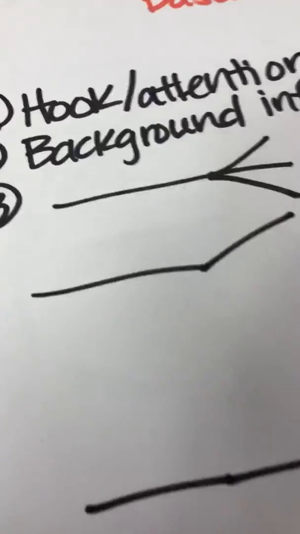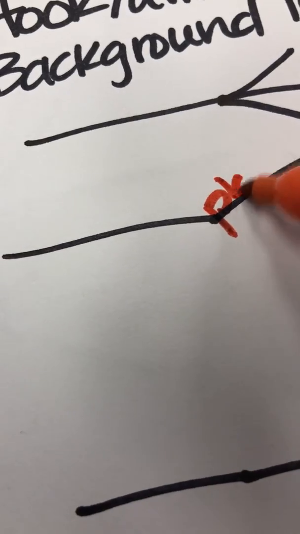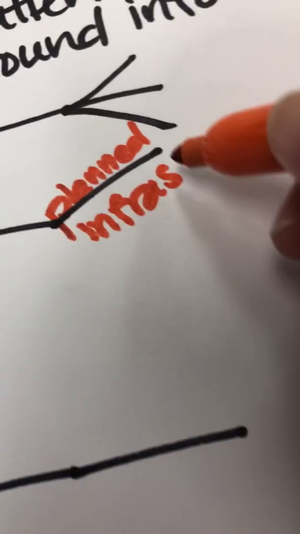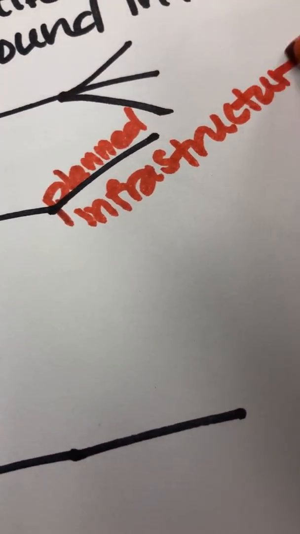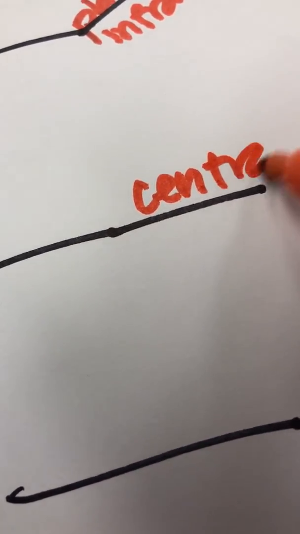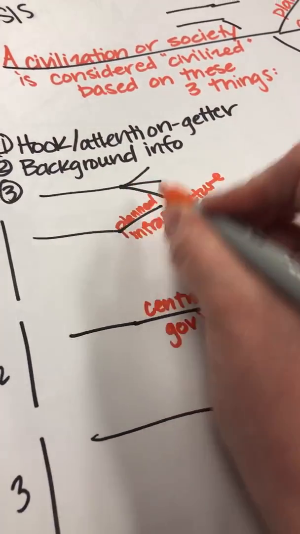So we're saying it's going to be, Miss Paulette, call the office, please. Miss Paulette. We're calling it first, we're going with planned infrastructure. I'm sorry, this video is so messy. Then we're going to centralized government. And then the last one we're going to say is trade. So when I put these 3 pieces together, it makes my whole chicken foot. So that's how my body paragraph is split up.